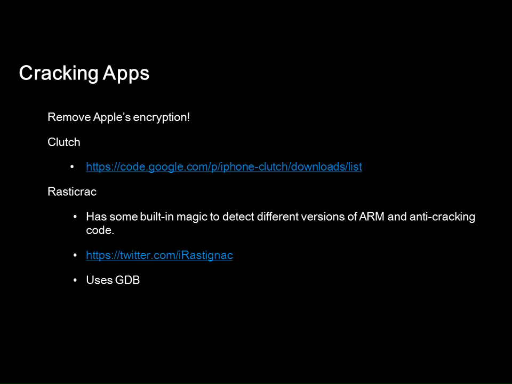And the great thing is there's tools to do this. You don't have to figure out how to use GDB and do it yourself, even though if you want to, there's a lot of tutorials out there to walk you through it. But we like Clutch, we like Rastercrack. Between those two, I don't know that we've found too many apps that one of them won't handle. And this will get your app into a state where you are ready to do further analysis.